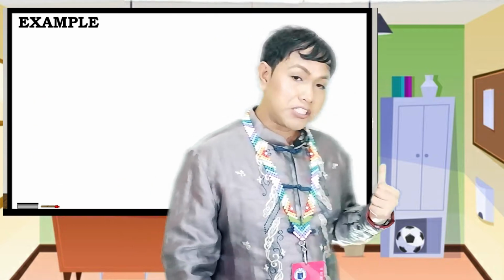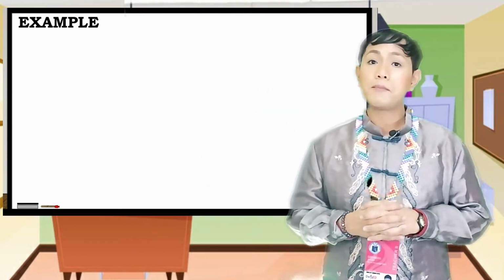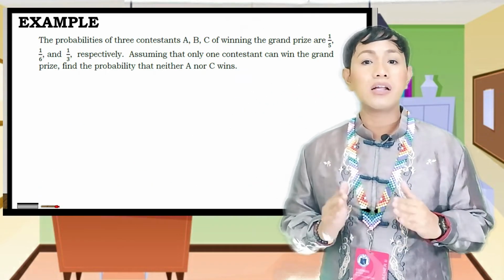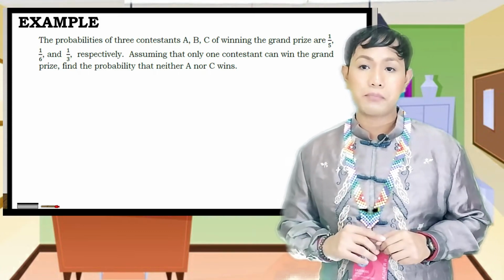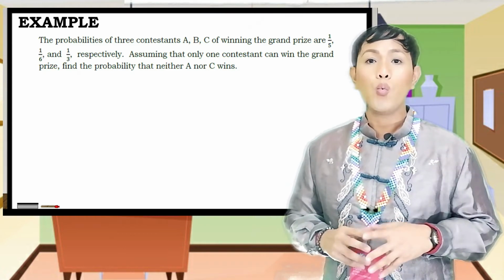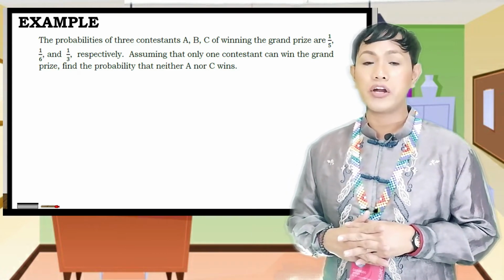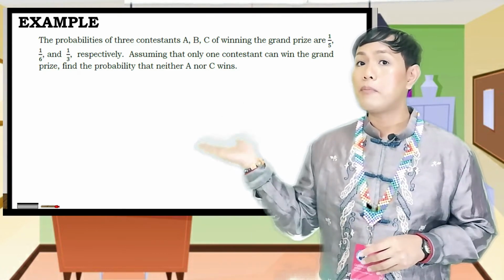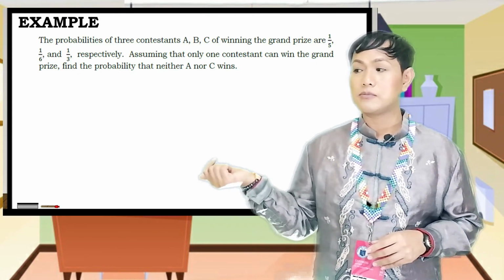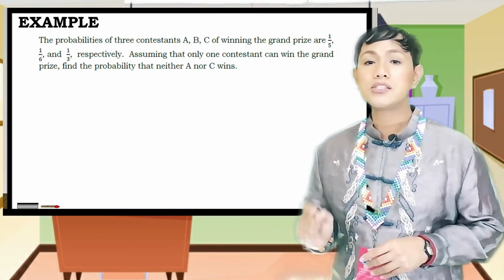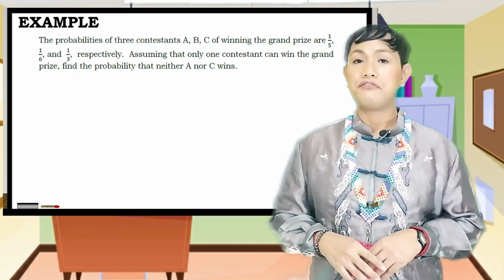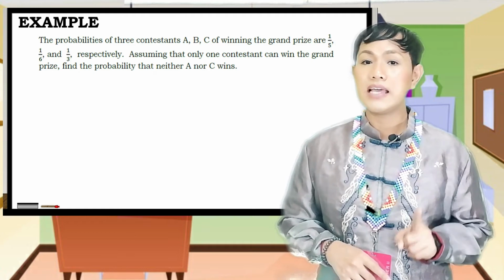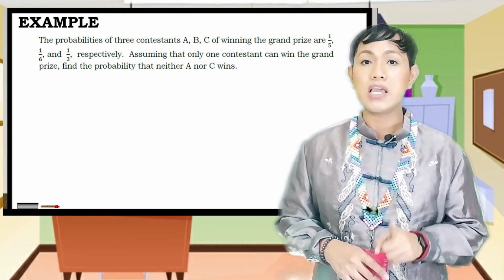What about this particular problem? The probabilities of 3 contestants, A, B, and C, of winning the grand prize are 1/5, 1/6, and 1/3 respectively. The probabilities are already given in this particular problem. Assuming that only one contestant can win the grand prize, find the probability that neither A nor C wins.